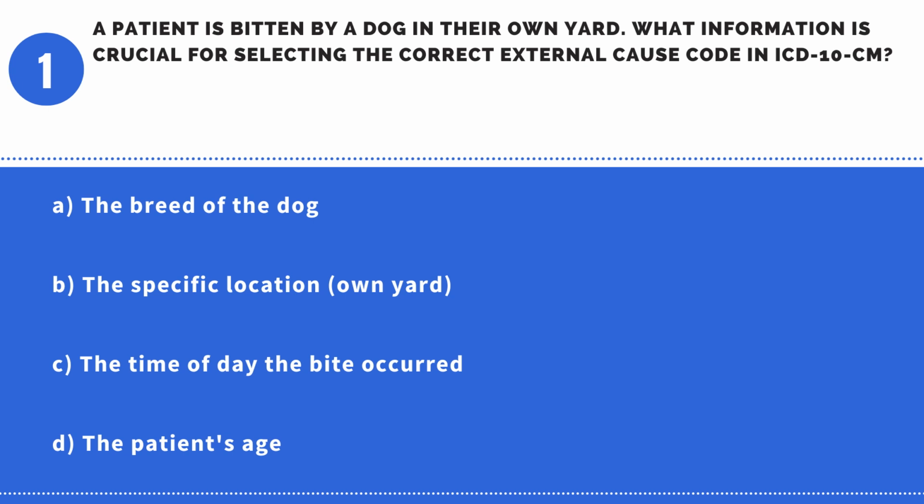Question 1. A patient is bitten by a dog in their own yard. What information is crucial for selecting the correct external cause code in ICD-10-CM? A. The breed of the dog. B. The specific location, own yard. C. The time of day the bite occurred. D. The patient's age.